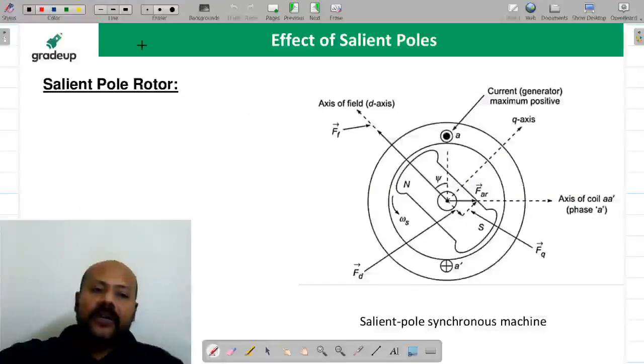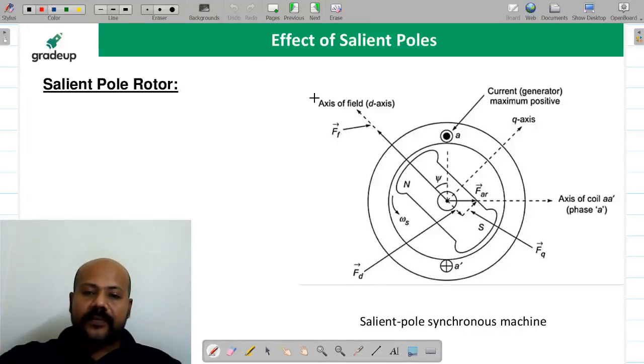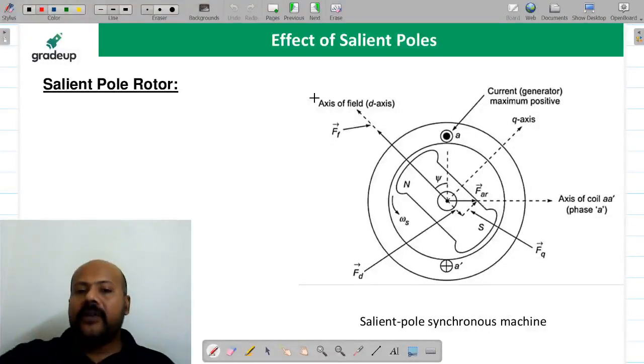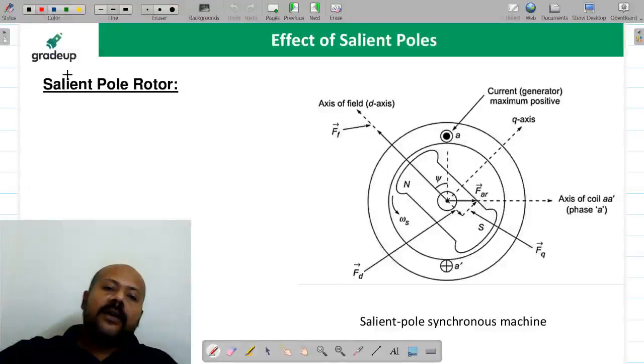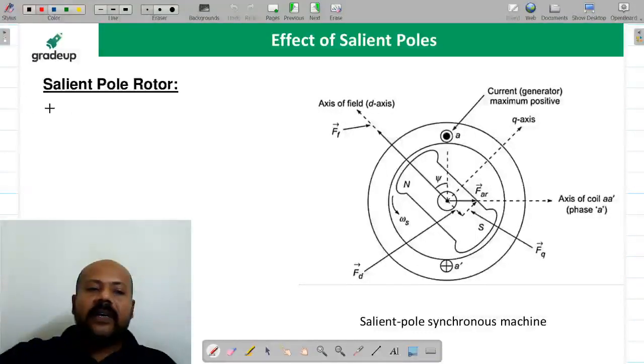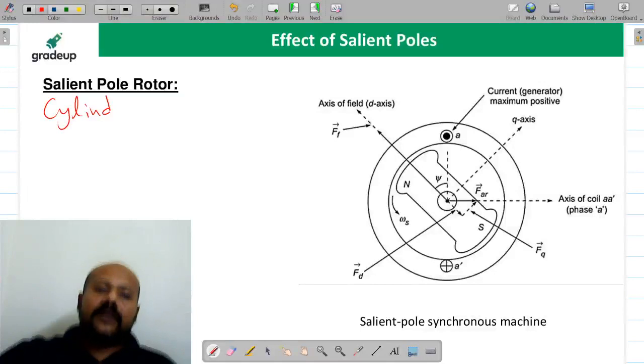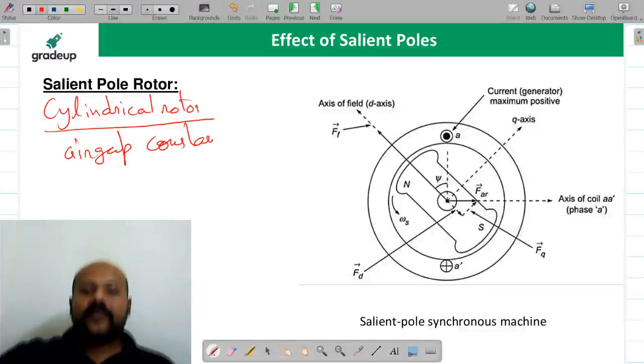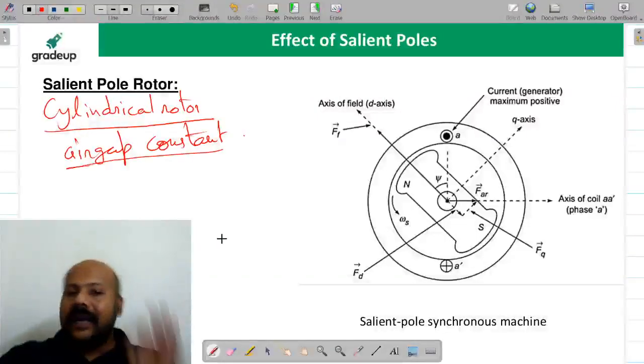Now, beta, we are going to discuss our today's topic that is very, very important. We are going to discuss what is salient pole. I hope it is clear to all of you. Now, all of you just focus here, listen to me properly. It is going to be very, very important. If you see, when you are having a cylindrical rotor for your synchronous machine, the air gap was constant. Yes or no? The air gap was constant.